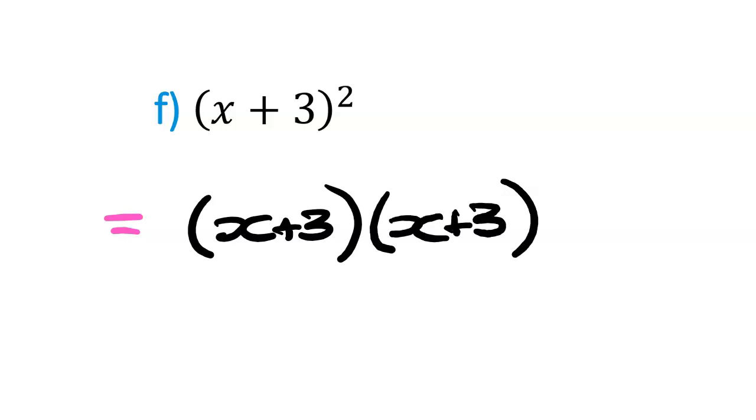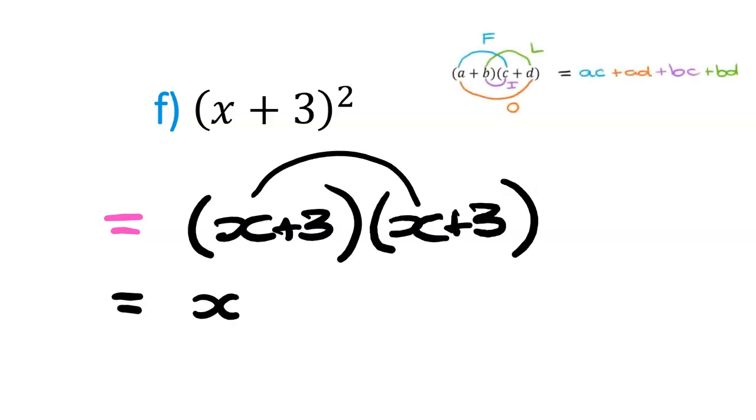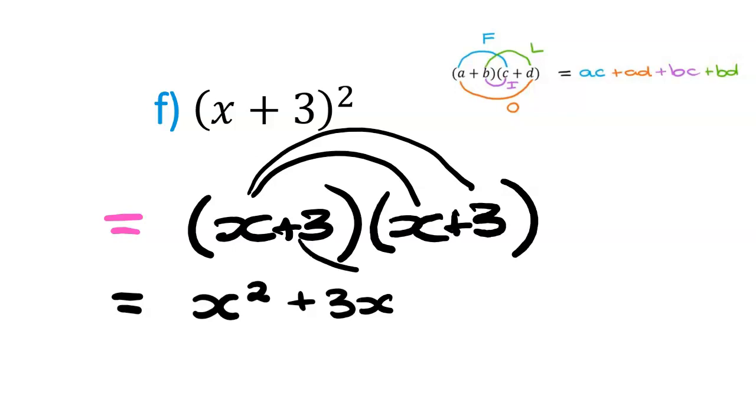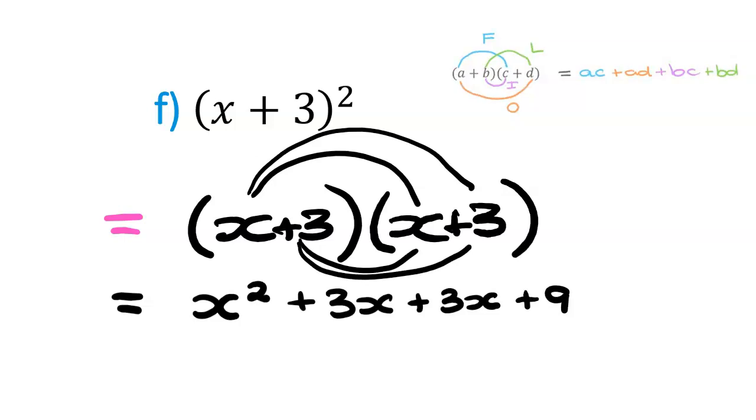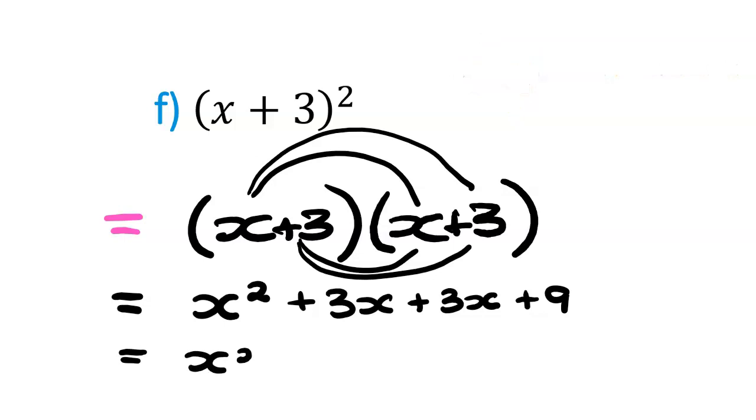Let's actually expand this out. So if we do our first, we get x times x is x squared. Outside, x times plus 3 is plus 3x. Inside, plus 3 times x, another plus 3x. And last, positive 3 times positive 3 is 9. So we get x squared plus 6x plus 9.